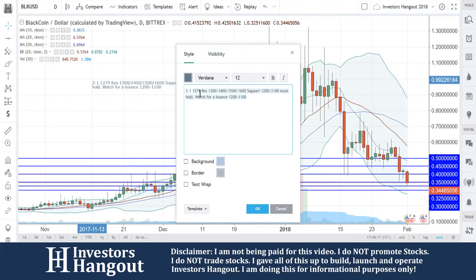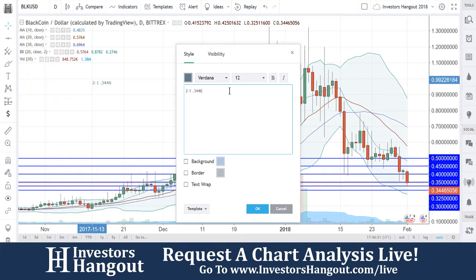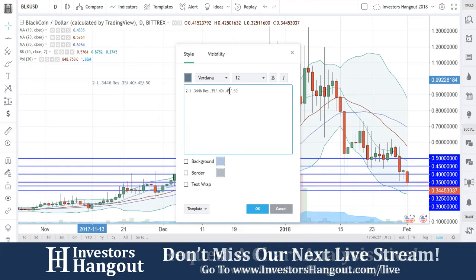Let's add in our notes here. And we're going to keep these numbers flat like I've been doing at 34.46. Resistance levels at 35, every 5, 40, 45, and then that 50. A long way back up to the top.